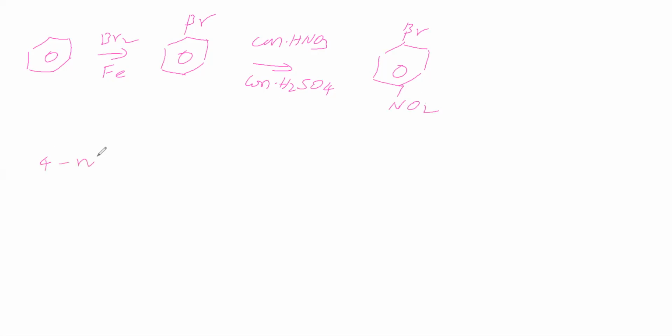4-nitroaniline into 1,2,3-tribromobenzene. This conversion we have already seen. So the next reaction we will take.